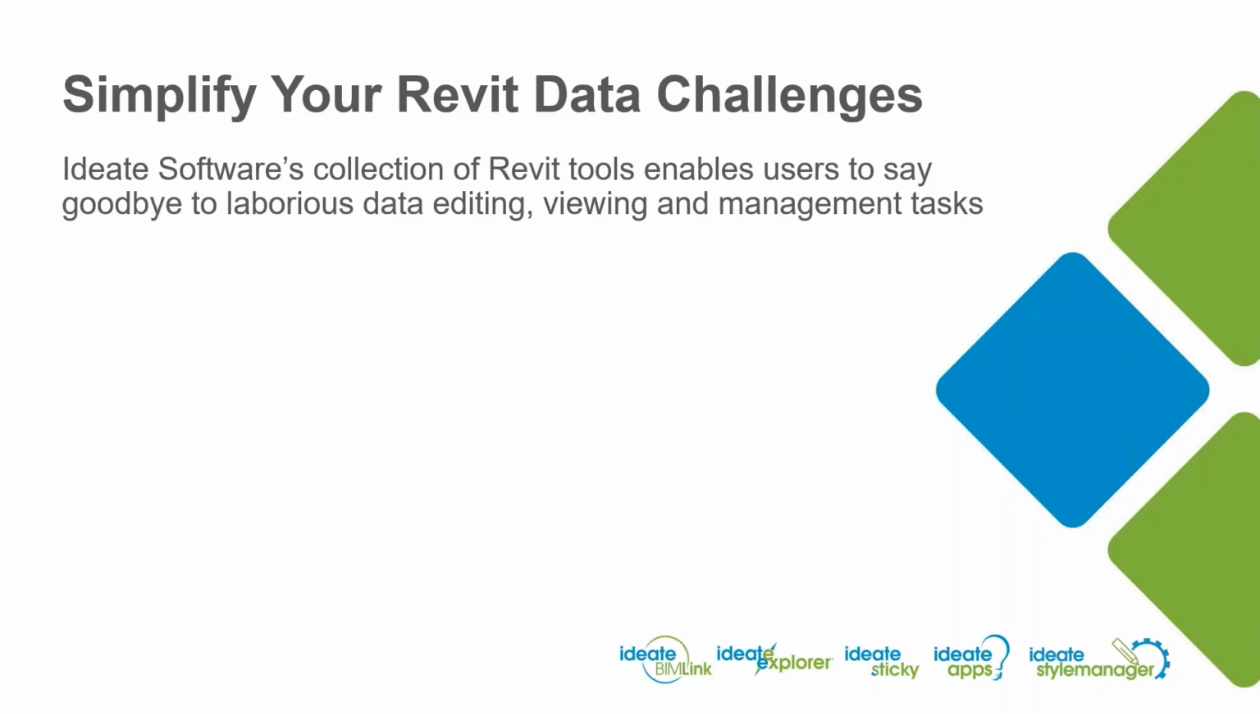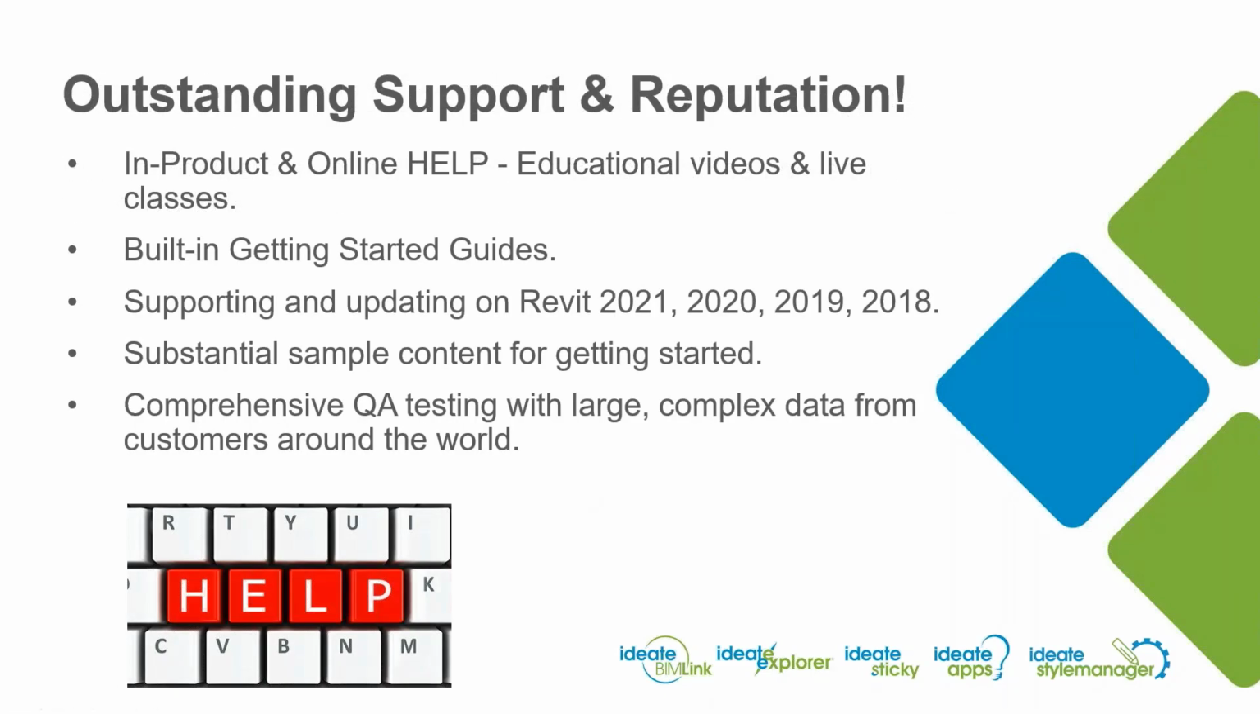So Ideate Software is all about simplifying your Revit data challenges. Ideate Software creates 5 add-on solutions to Revit that you see there on the screen: Ideate BIM Link, Ideate Explorer, Ideate Sticky, IdeateApps, and Ideate Style Manager. And today we're going to be focusing on IdeateApps and specifically several tools within the IdeateApps collection.